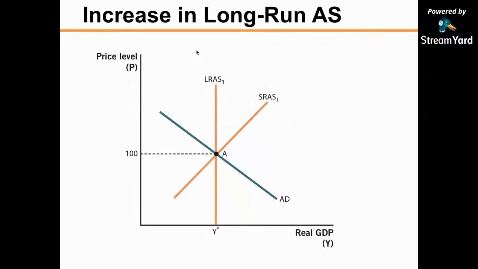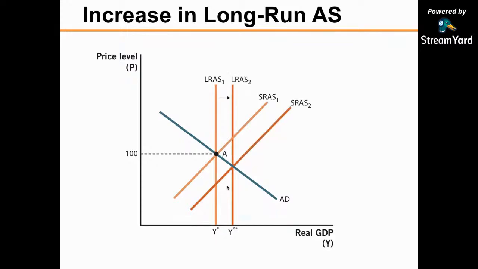So this is figure 13.3 from your book, and it starts in our long-run equilibrium. We have our price level of 100, like always, and our real GDP is at that Y prime, that ideal number, and we're at full employment, so U is currently equal to U prime.